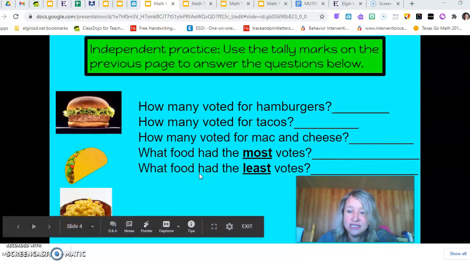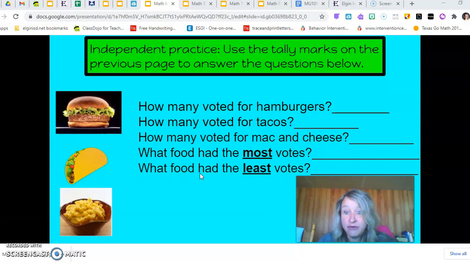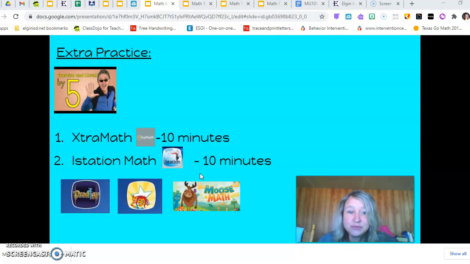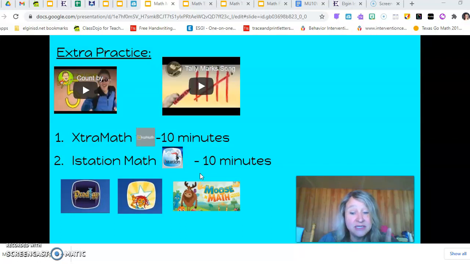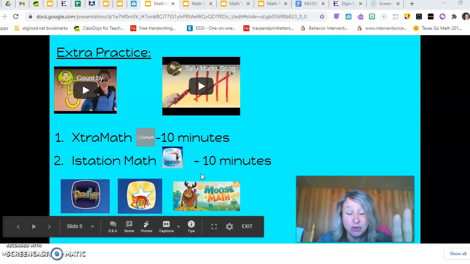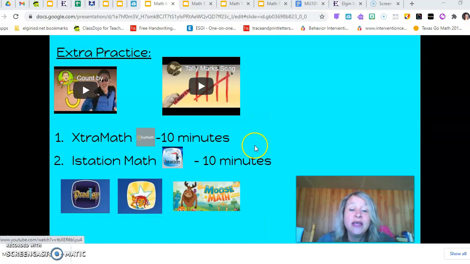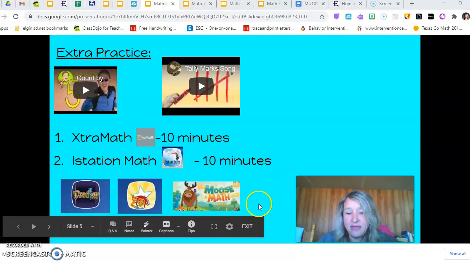And what food had the least votes? You need to go back to the tally chart and see which one had the smallest number of votes. Then you're going to take a picture and turn it in to your teacher. When you're finished, you may go practice counting by fives, because tally marks are easier when they're in groups of 5. Then there is a tally mark song for you to watch. Then do your extra math for 10 minutes, your iStation for 10 minutes, and your other math apps that your teachers allow you to go to.